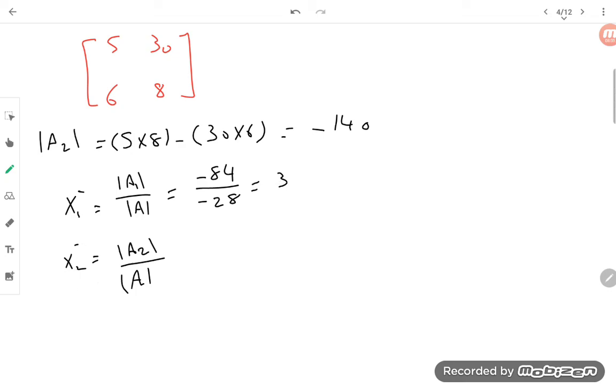And with respect to x2, it will be -140 divided by -28, so it's 5. So these are the solutions for x1 and x2 using Cramer's rule in case of a 2 by 2 matrix.